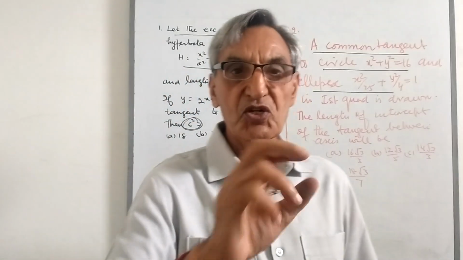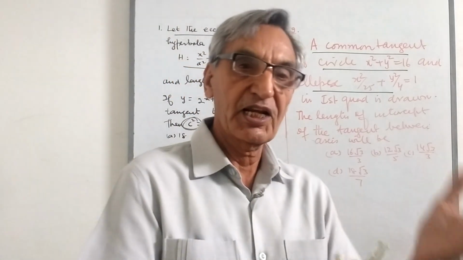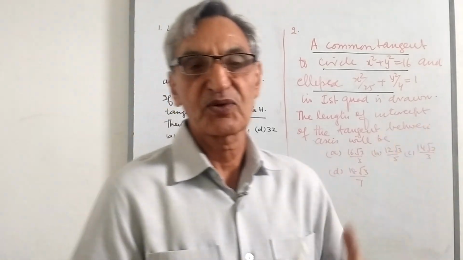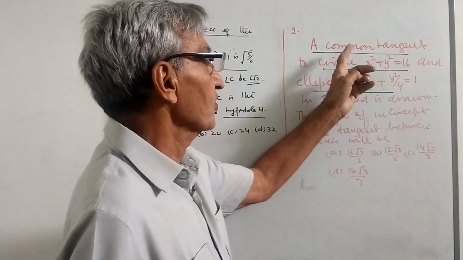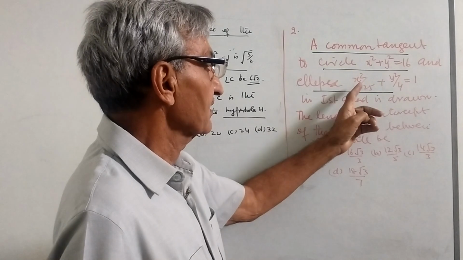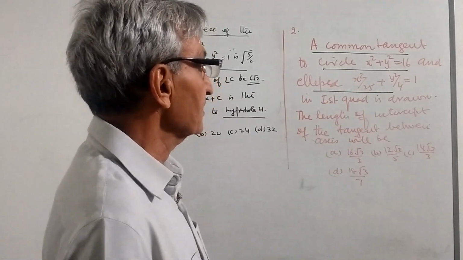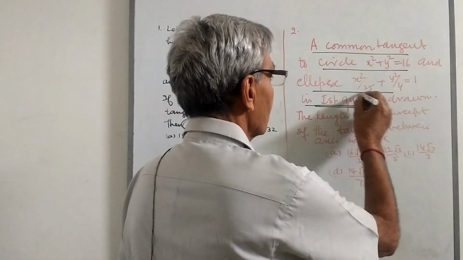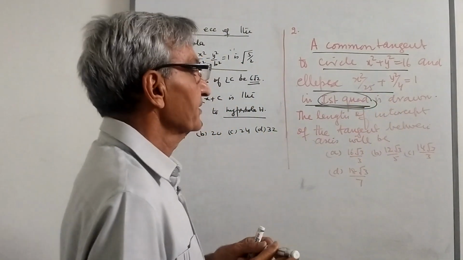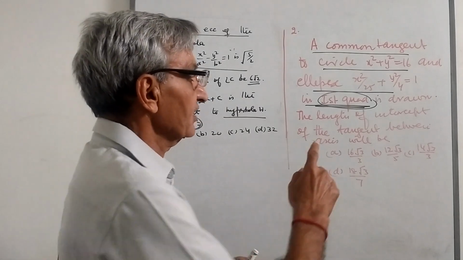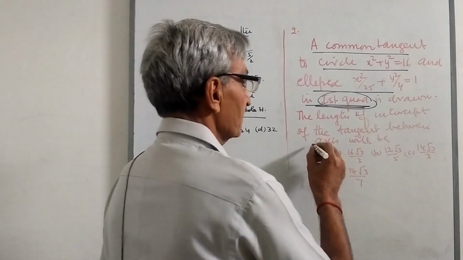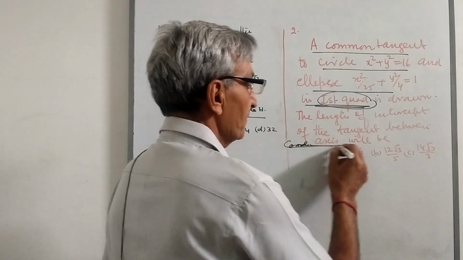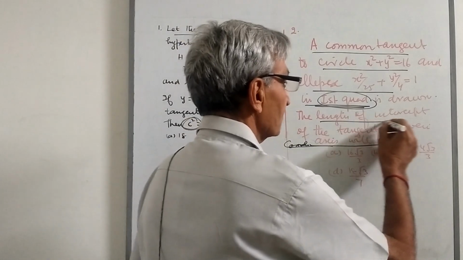Now here you will find questions involving ellipse and hyperbola and parabola and circle like that. So I have got a question involving a common tangent to this and this, and the common tangent is in the first quadrant. Then what do we have to find? The length of the intercept this tangent makes between the coordinate axes. What will be the length of the intercept?